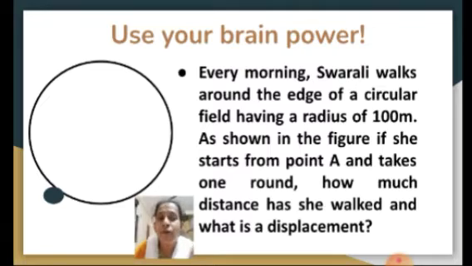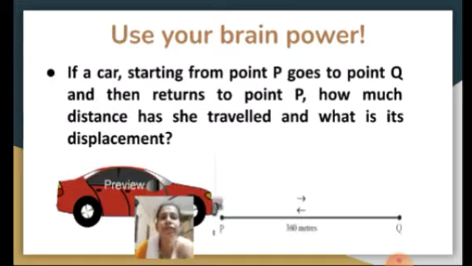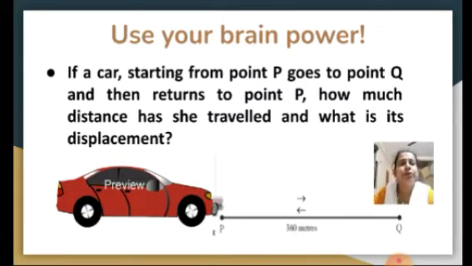So this is your homework for today: how much is the distance travelled by Swarali? Displacement is 0 because the minimum distance is the point A itself. Now let's go for the second question. Here you can see a car, and point P and point Q. If a car starting from point P goes to point Q and then returns back to the point P, how much distance has it travelled and what is its displacement?